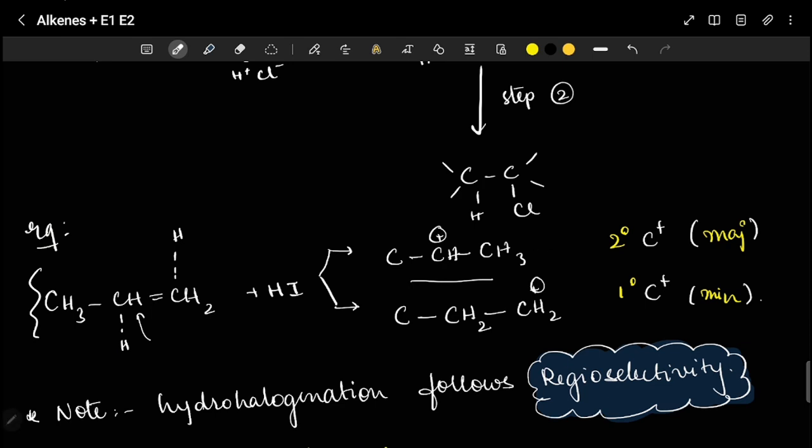From this, we can come to a conclusion that the hydrogen should go and attack where it is more substituted, meaning the hydrogen goes and attacks where there are more number of hydrogens. When the hydrogen goes and attacks the region where there are more hydrogens, that product is the major product. Here you can see the 2-degree carbocation is formed where the hydrogen went and attacked the region where there are more hydrogens. Here you have two hydrogens, right? So the hydrogen attacked the two hydrogens instead of one hydrogen. Hydrogen goes and attacks where there are more hydrogens.